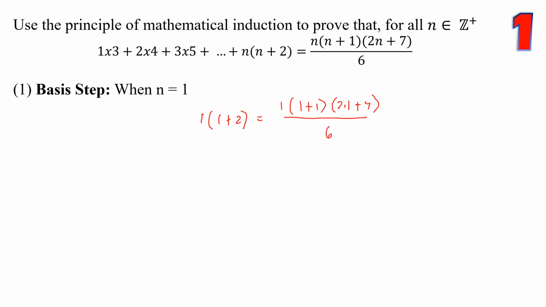1 plus 2 is 3 times 1, so on the left-hand side we have 3. On the right-hand side we have 1 times 1 plus 1 is 2. 2 times 1 plus 7 is 9 all over 6. Hence, on the right-hand side, we have 1 times 2 times 9, that is 18, divided by 6, that is 3. Therefore, in the basis step, we have a true statement.